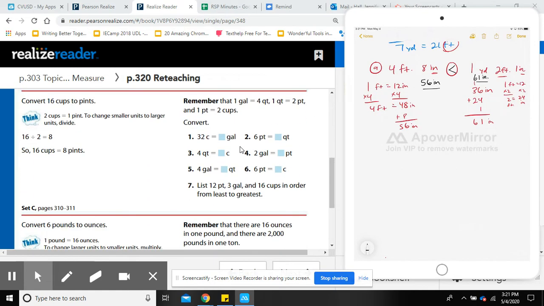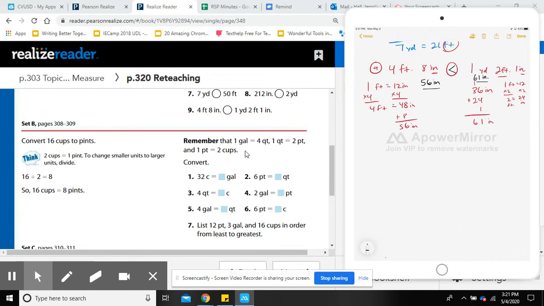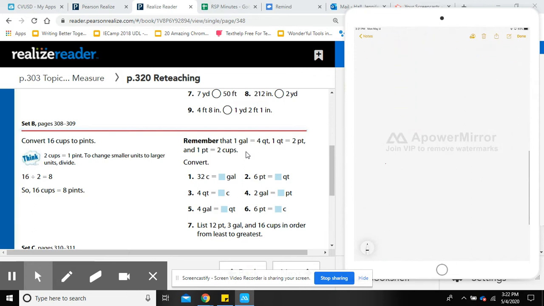All right, let's go on to set B. Set B is equivalent to 13-2, which is customary units of capacity. So this is, again, customary units are what we use in the United States. So customary units of capacity is what we're going to be working with.